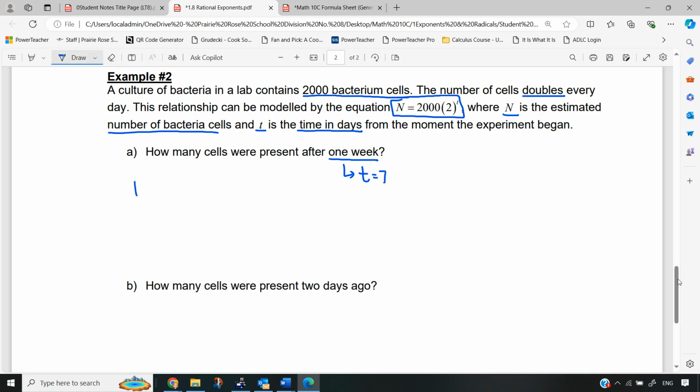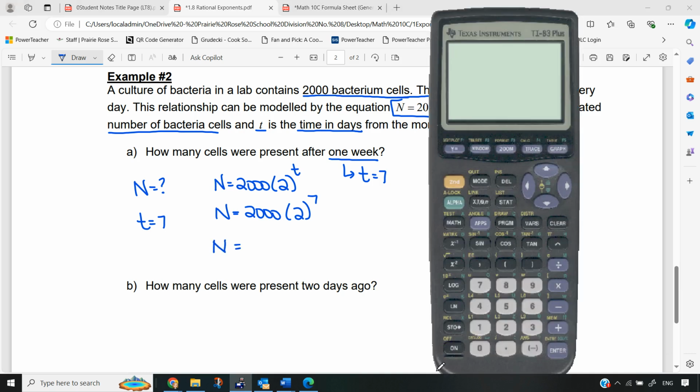So we can say n is a question mark. We are not sure what that value is yet. And t is 7. Writing our formula, we have n equals 2,000 times 2 to the t. Subbing in the values that we know, we've got 2,000 times 2 to the 7. Now on our calculator, we can go 2,000 times 2 to the exponent 7, and that gives me 256,000 cells.